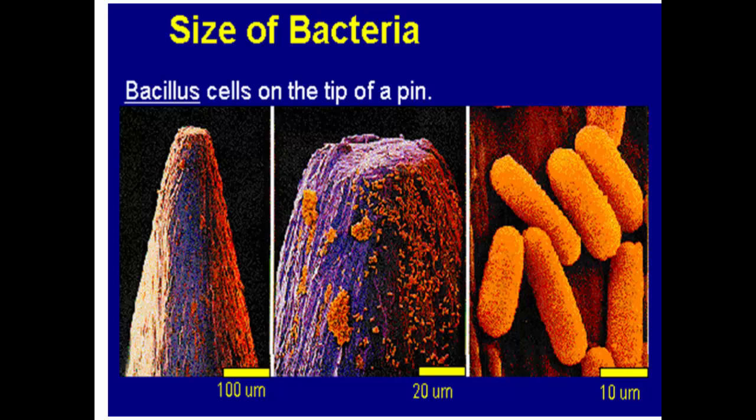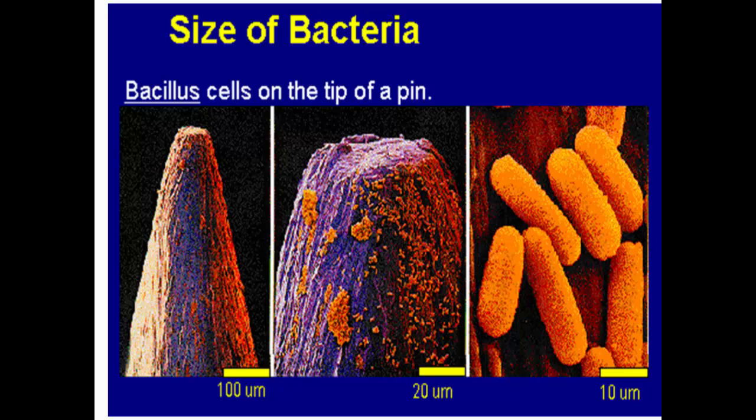So when we looked at our microscopes, do you remember the field of view under low power? How much area could we see in low power? About 4 millimeters, 4,000 micrometers. When we switch to medium power, it's about 1,500 micrometers. When we switch to our very highest power in our microscopes, it was about 500 micrometers.